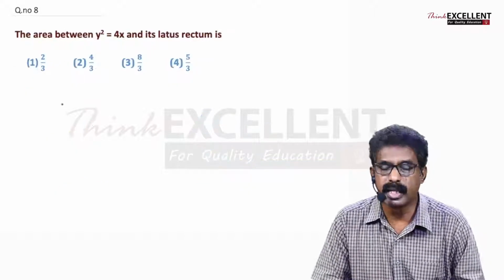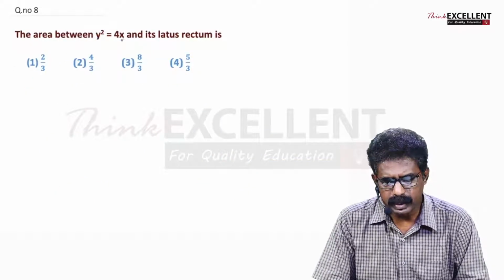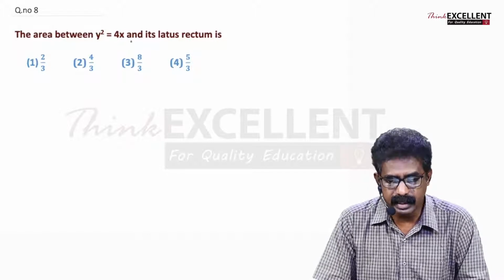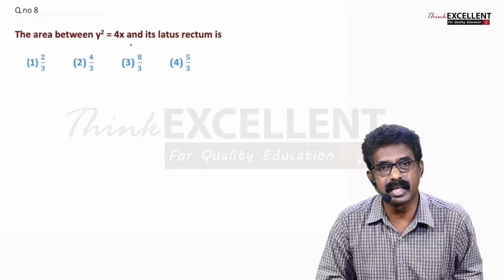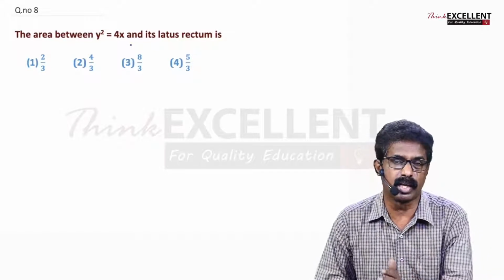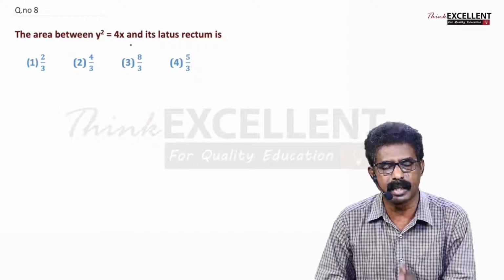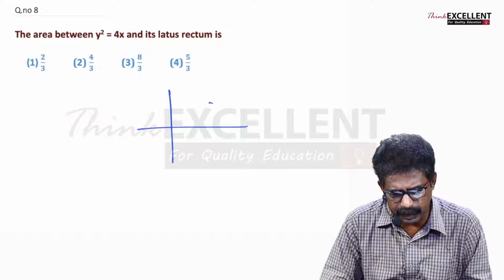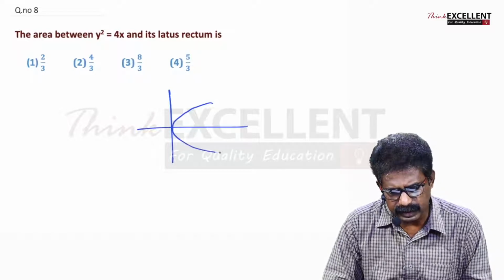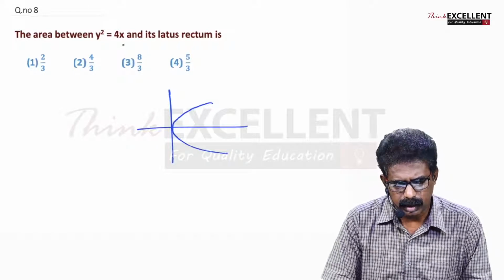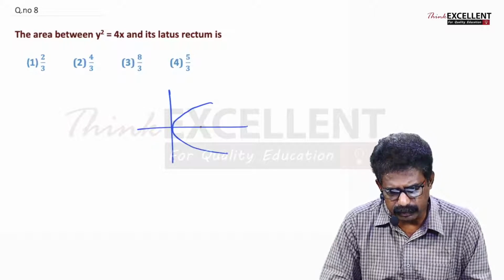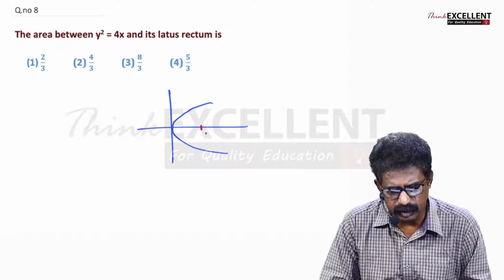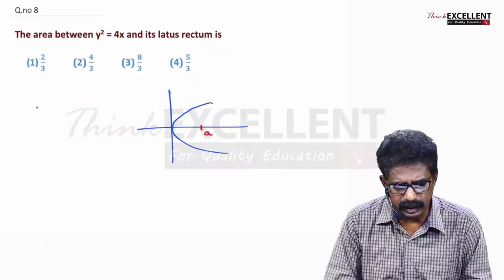Now let's move on to the 8th question. Area between y square equal to 4x and its latus rectum. You know what is latus rectum? It is the perpendicular focal chord. Through the focus you draw a perpendicular line, and that is called the latus rectum. So y square equal to 4x is a first type parabola, right? And for its latus rectum, here 4a is 4.